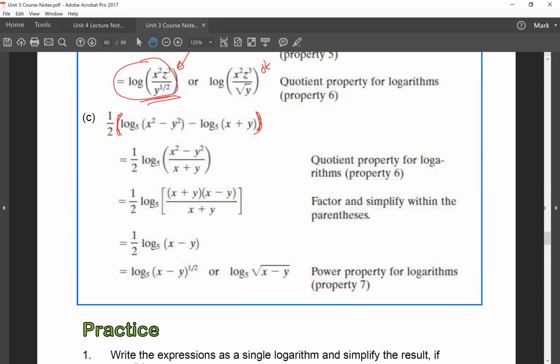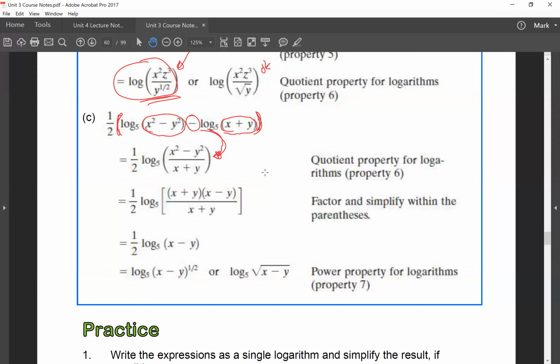Do what's inside the brackets first. Don't do anything with the 1/2 yet. So the first thing I'm going to do is, since this is a subtract sign, I'm going to turn it into division. So this becomes log 5 of this guy, x squared minus y squared, over log 5 of x plus y. So I use that subtraction to turn it into division.